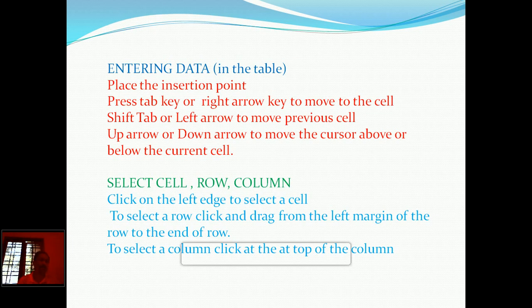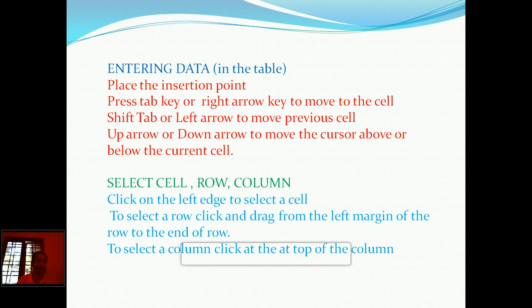Now after typing that, we want to write the data in the next cell. For the next cell, we can use the tab key or the right arrow key. Suppose you are in the middle of any column or row, and you want to type something in the previous cell. In that case we can use the shift key and tab. Hold the shift key and press tab. Otherwise we can use the left arrow to move to the previous cell. There we type the data.